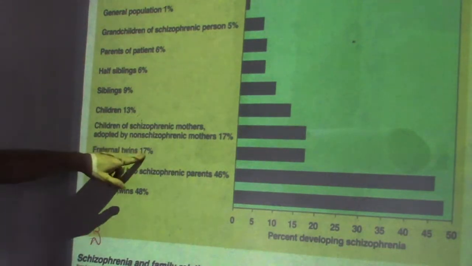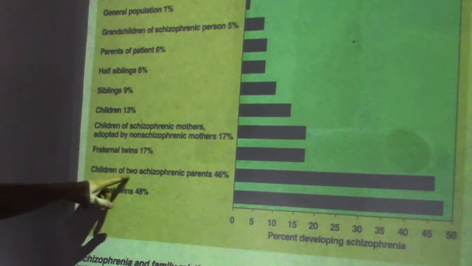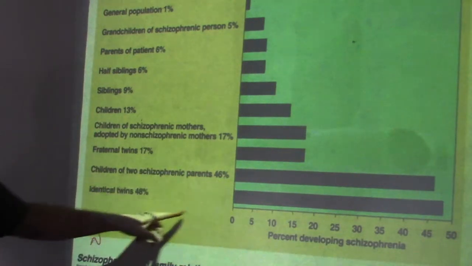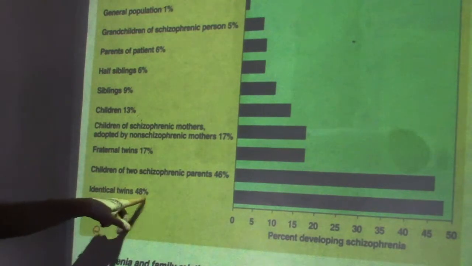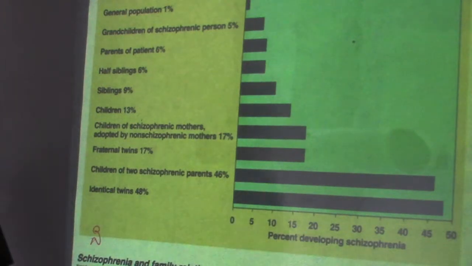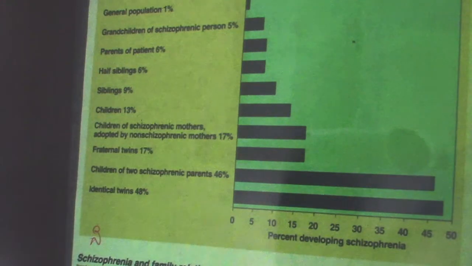Fraternal twins, the incidence is about 17%. Children of 2 schizophrenic parents, about 46%. And identical twins, 48%. Paul Meehl used to ask his doctoral students in clinical psychology, if you don't know anything about a patient, and you want to predict who is going to be schizophrenic, what would you use to make your prediction?